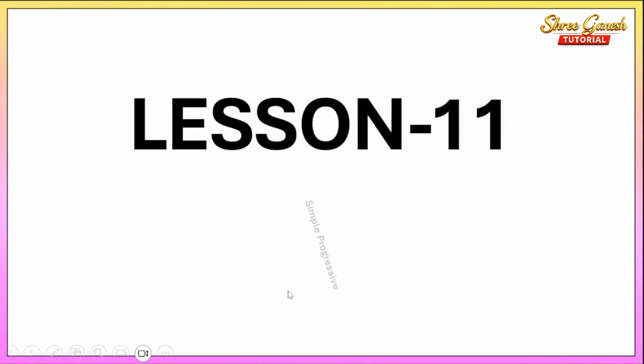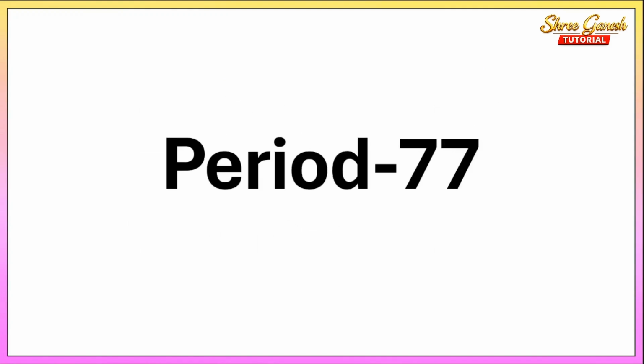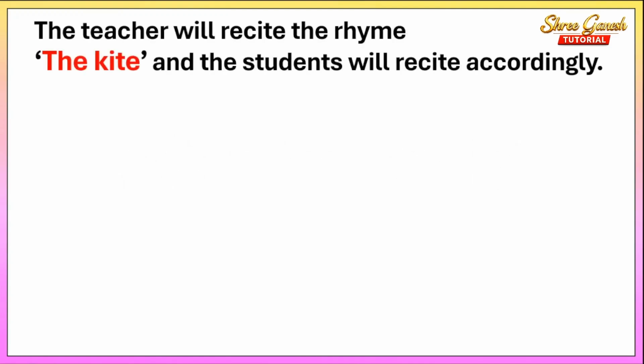The lesson is simple progressive. Today's period is period 77. Activity 13. The teacher will recite the rhyme the kite and the students will recite accordingly.